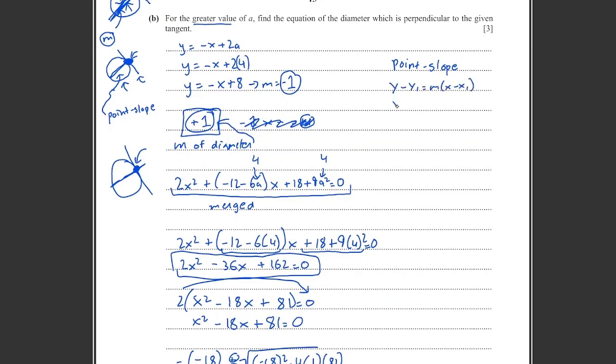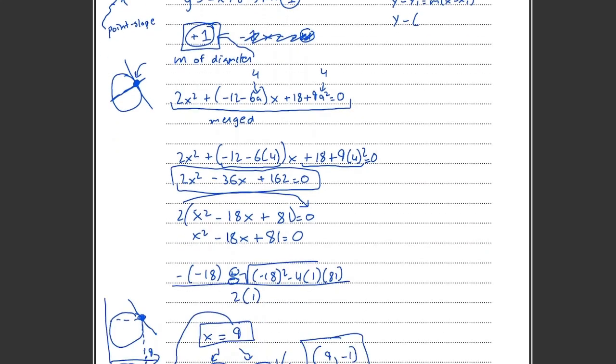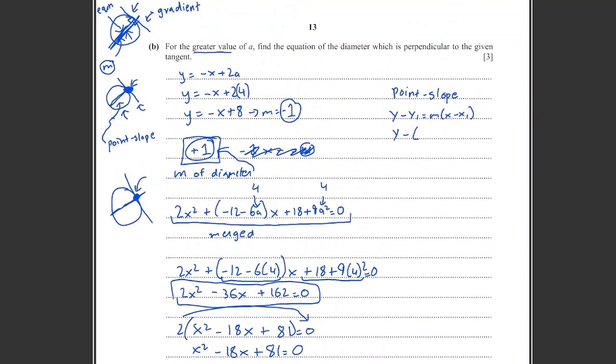So what we're going to do is put the y coordinate in here, which I believe was negative 1, yes, negative 1, and then the gradient was just 1, and then the x coordinate was 9. So this is going to solve out and give me y plus 1, and then x minus 9, and then I can send this 1 over there to the other side. So basically I have x minus 10. And this right here is the equation for that diameter.